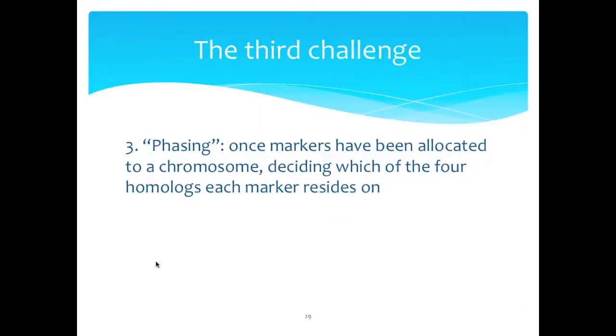Right after ordering, I faced the third challenge. Once markers have been allocated to a chromosome, deciding which of the 4 homologs each marker resides on is needed. This step is called phasing. And I think this step is relatively difficult for beginners.